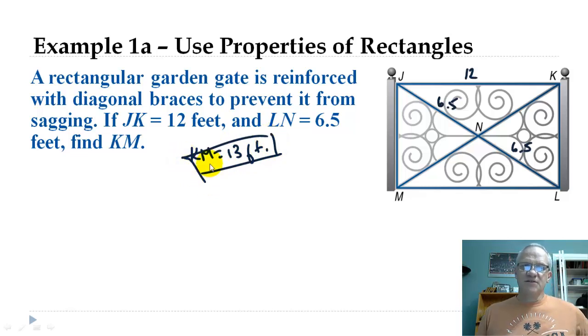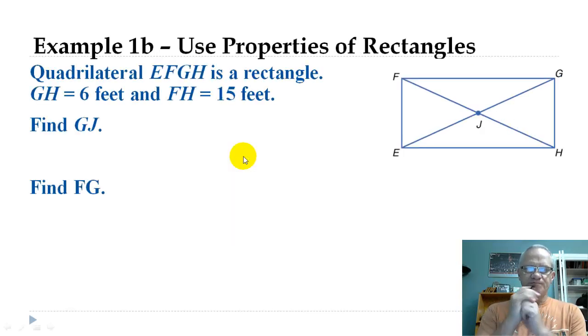I was a little sloppy there in my box. But you could have also said, well, if LN is 6.5, KN will also be 6.5, and then double that. Guess what? You get the same thing, 13. Okay, so you can see a little bit there what's going on with a rectangle. Let's look at another one.